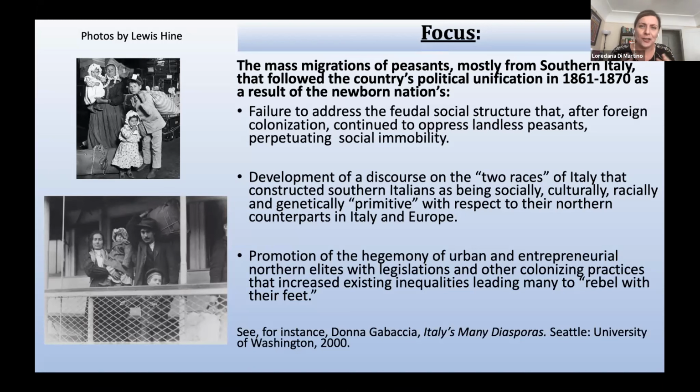We talk about the internal colonization of southern Italy by northern Italy at this time, which increased existing inequalities and led many, as Donna Gabaccia argues in her great book, to rebel with their feet, basically by leaving the country.